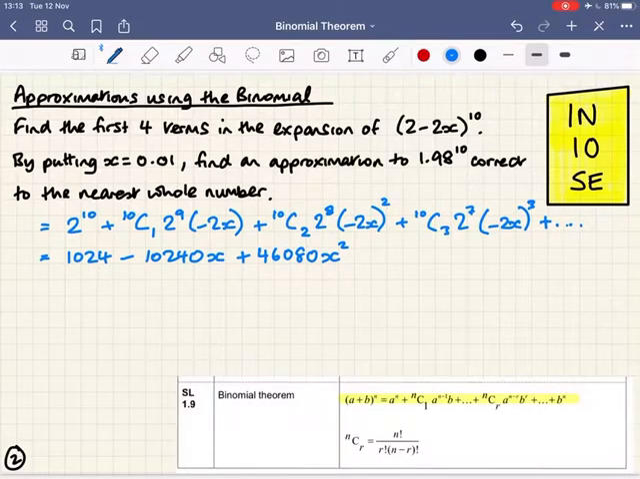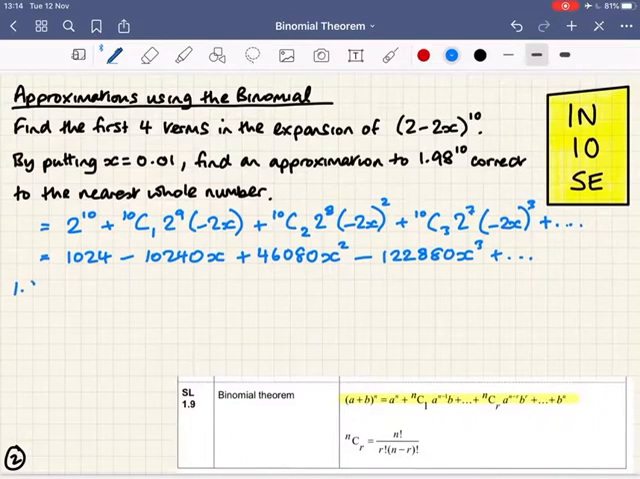Next time is going to be a negative because it's a cubed of a negative number. I've got 2 to the 10 again, and I've got 10c3. 10c3 is 120 multiplied by 1024 gives me 122,880 x cubed, and then that would continue. Now, I found the first 4 terms. There they are. Now I'm going to substitute in x equals 0.01.